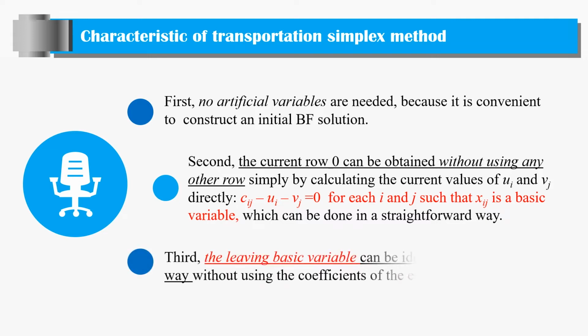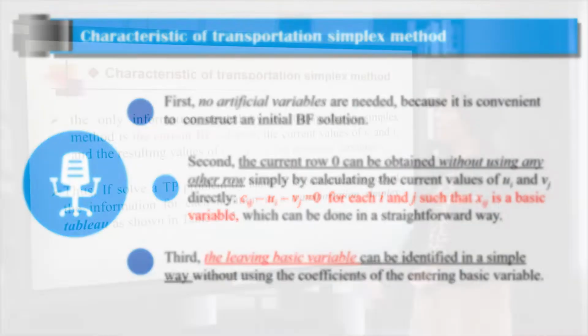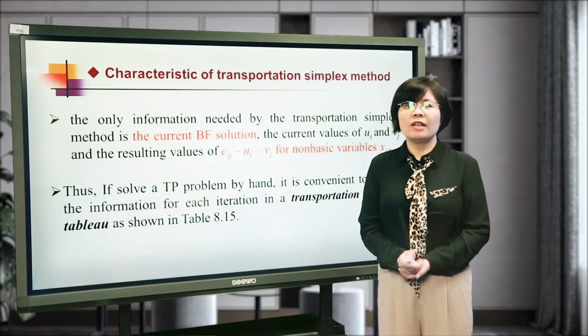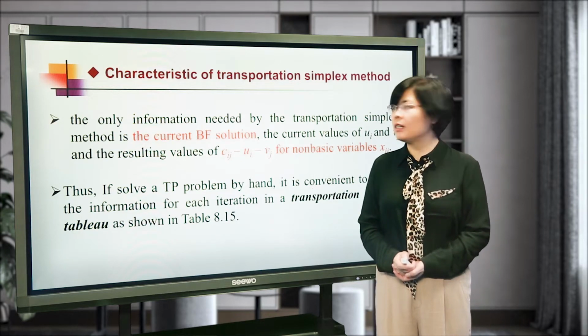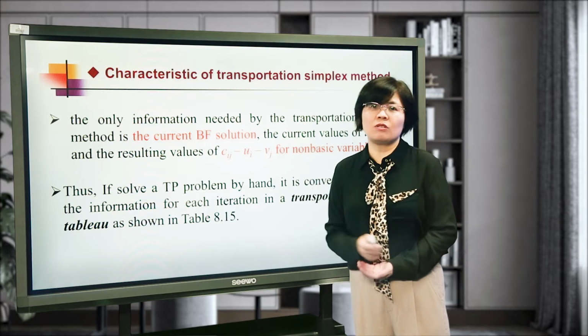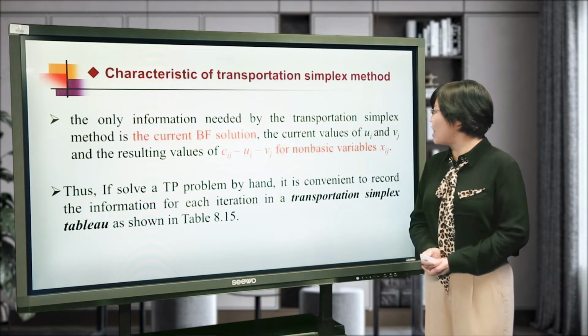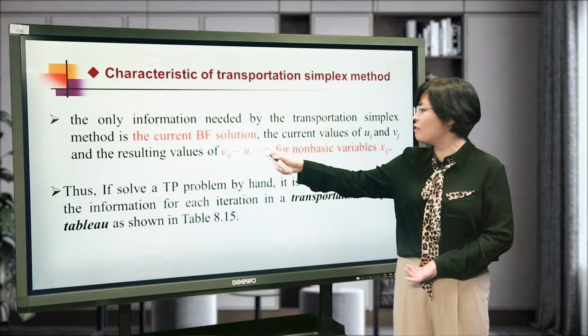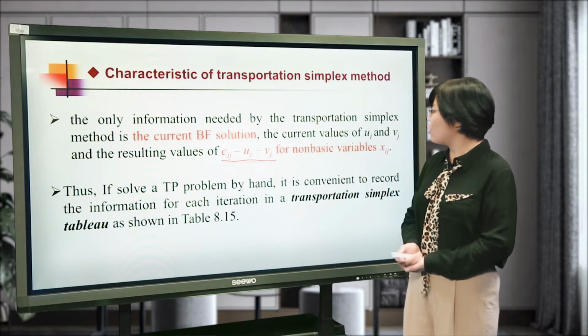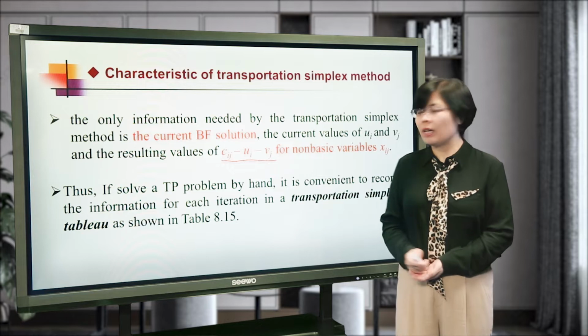Third, the leaving basic variable can be identified in a simple way without using the coefficient of the entering basic variable. And fourth, the only information needed by the transportation simplex method is the current BF solution. The current values of ui and vj are the resulting values of this one for non-basic variable xij.